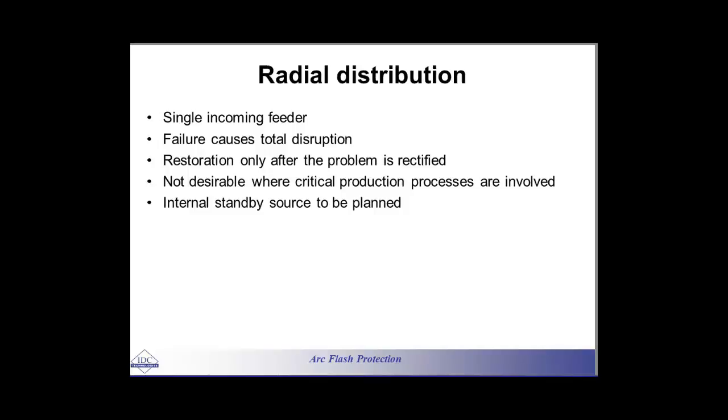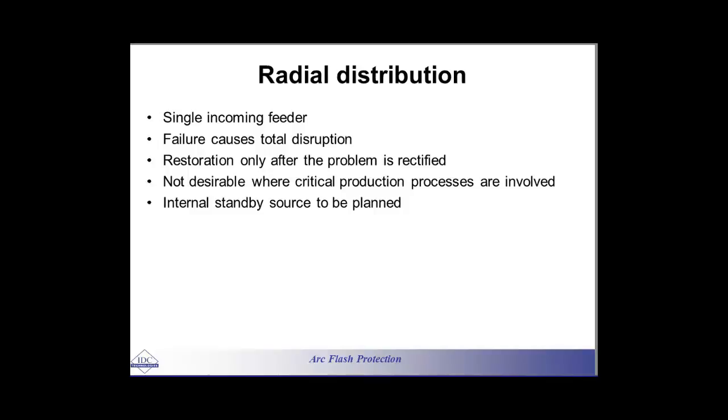Now let's focus on the distribution side. For distributing the load to the load centers, commercial loads, business loads, and residential loads, we have a number of options. One of them is what we call radial distribution. It means that you have just a single incoming feeder. Between the source and the load, there is just a single incoming feeder.